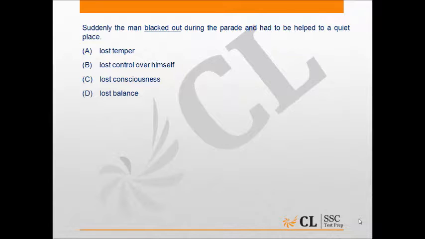Option D, lost balance. If someone loses balance, you lend a hand to maintain their balance. You do not need to help them to a quiet place, but you need to help them maintain their balance. So option D is also not a good logical fit. So with all the other options negated, option C is the correct answer. The phrase black out means to lose consciousness for some time or to faint.